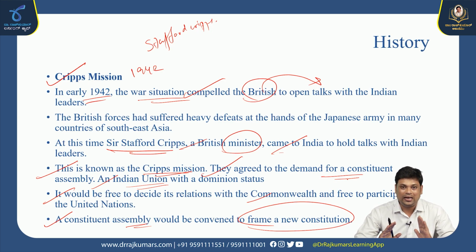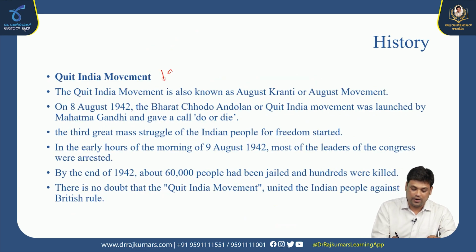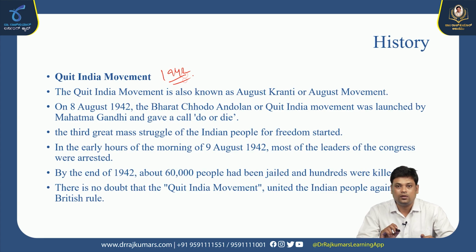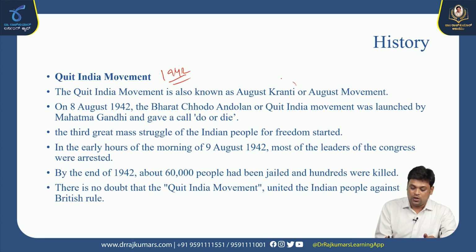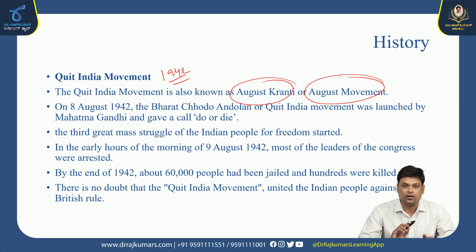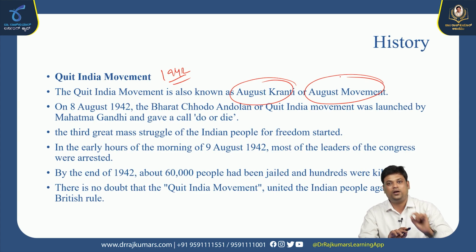So in the Cripps Mission 1942, the chairman was Stafford Cripps, and the purpose of the mission was to hold talks related to constitutional reform. But since this also got rejected by the Indian National Congress, Mahatma Gandhi finally decided to launch a mass movement in India, the Quit India movement, on the 8th of August 1942. This Quit India movement is popularly known as August Kranti or the August movement. It was the first ever leaderless movement in India. Even after the arrest of leaders, this movement continued.